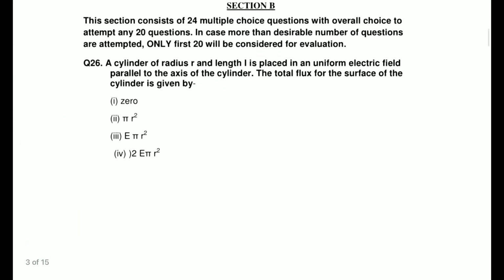As I said, we have already done Section A in our previous video, and this is Section B. Let me read it out very quickly. This section consists of 24 multiple choice questions with overall choice to attempt any 20 questions. In case more than the desirable number of questions are attempted, only the first 20 will be considered for evaluation. So in this section you will get 24 multiple choice questions, out of which you are expected to attempt 20, and if by mistake you have attempted more than 20, then the first 20 will be considered for evaluation. Let's move to our first question.